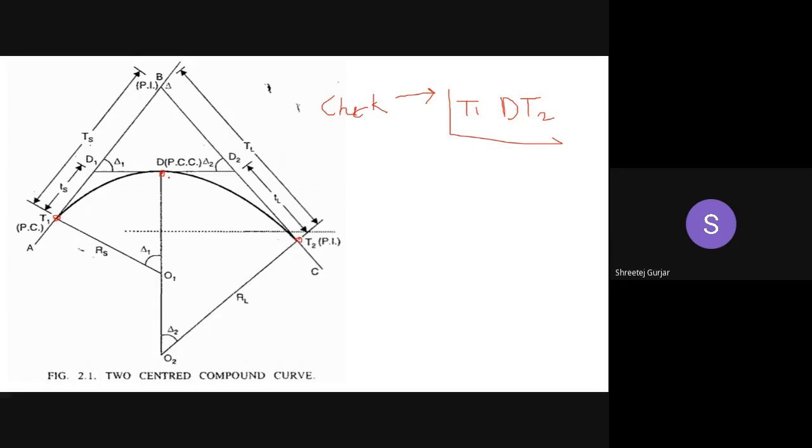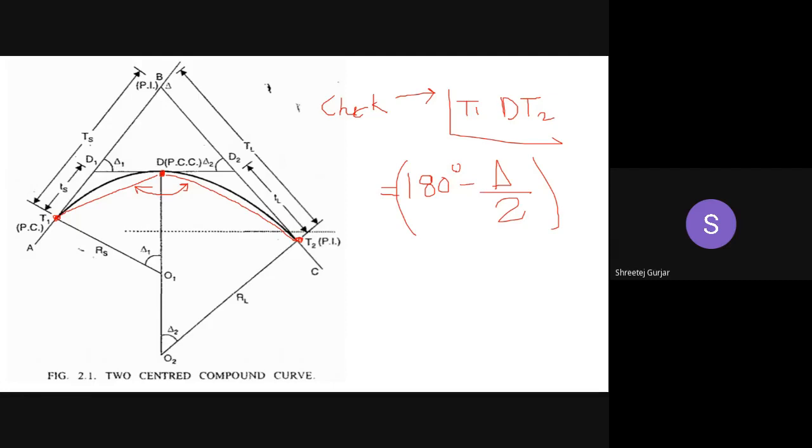Your theodolite is at this particular point, right? You can take a sight on T1 and you can measure this particular angle, right? You can measure this angle with the theodolite because it is set at D. So this particular angle, which you measure, should be equal to the angle you calculate, which should be equal to 180 degrees minus delta by 2.